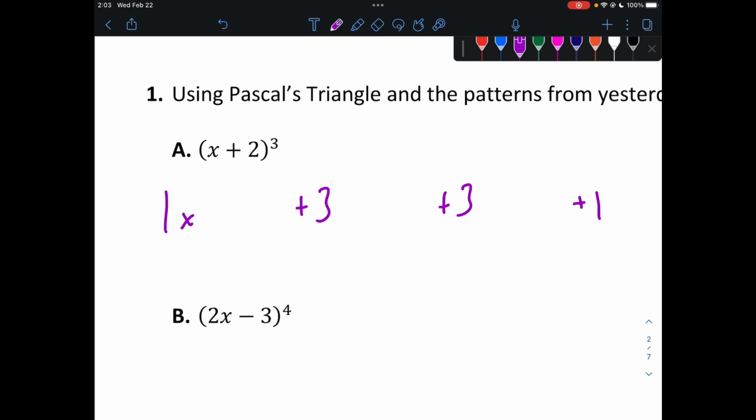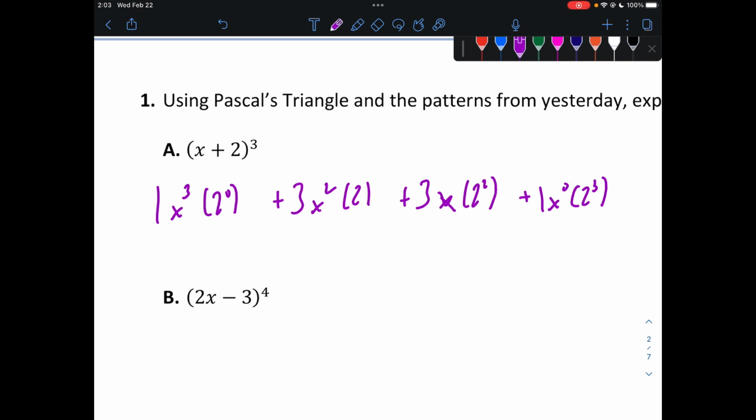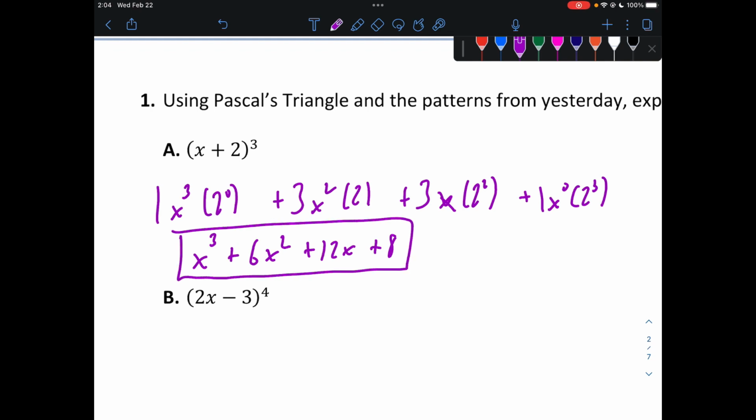All right, that's going to be x to the third, x to the second, x to the first, x to the 0. And then times 2 to the 0, times 2 to the first, times 2 squared, and times 2 to the third. Simplifying that, we're going to get x cubed plus 6x squared plus 12x plus 8 x to the 0, or just 8.